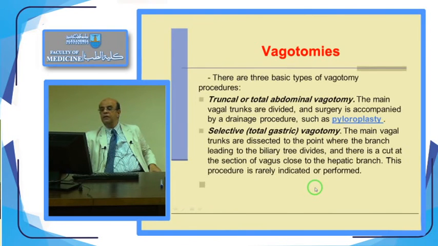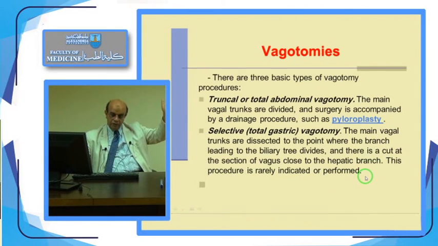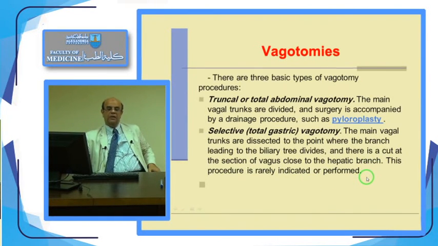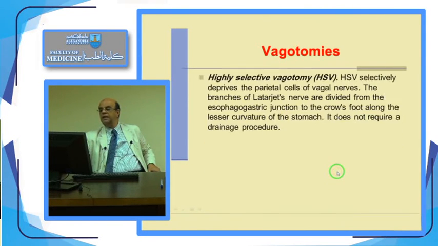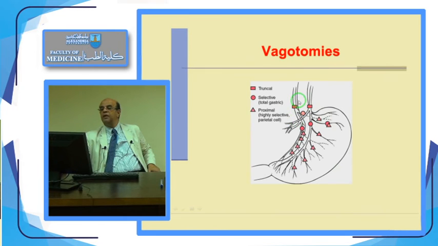In the selective vagotomy, the main vagal trunks are dissected to the point where the branch leading to the biliary tree is divided. Then they are cut. This procedure is rarely indicated, and it was done in the early times, because after truncal vagotomy there were some cases of continuous or long-standing diarrhea. So these are the types of vagotomies.